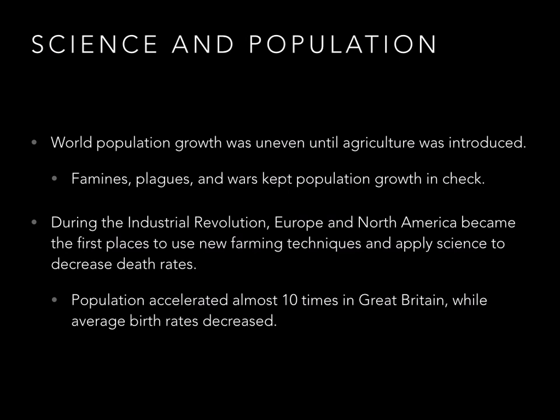However, during the Industrial Revolution, when manufacturing increased dramatically and the amount of food increased dramatically because of the scientific methods being applied to farming in areas like Europe and North America, science began to even decrease death rates. And the population accelerated almost 10 times in Great Britain, and average birth rates decreased. People started having fewer children when they moved to the city in general. They couldn't support a family of 10 in the city like they could when they were on the farm.